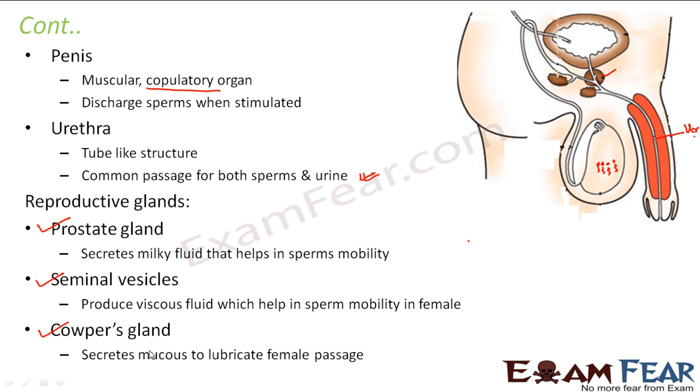So for that lubrication, a mucus is secreted by the Cowper's gland. So this mucus will lubricate the passage of the vagina, so that the penis can easily get inside the vagina and secrete the sperm inside the female body. Right? So I hope the structure of the different parts of the reproductive system in male is clear, and you have also understood the purpose of each of them.